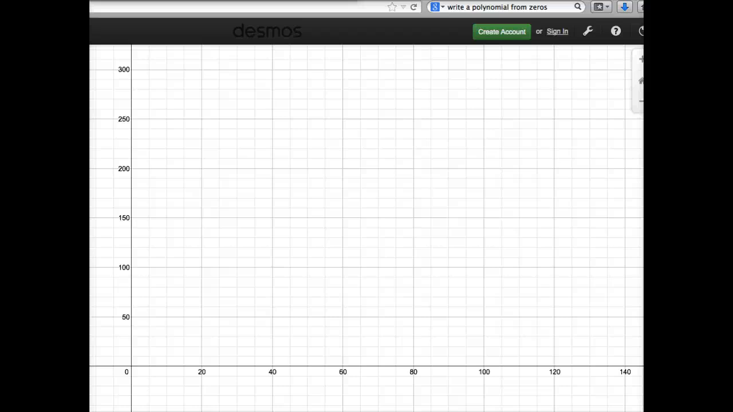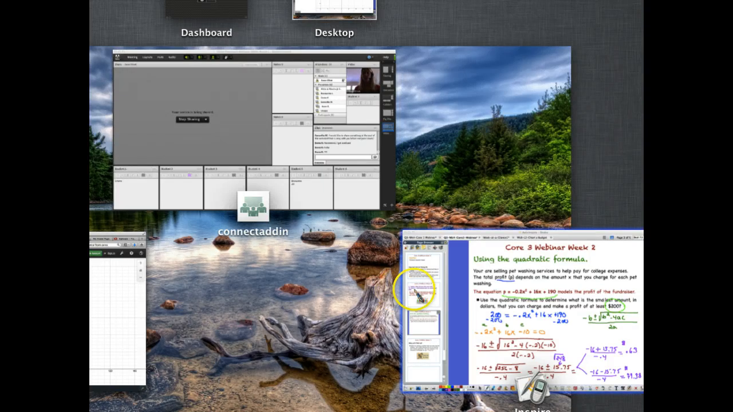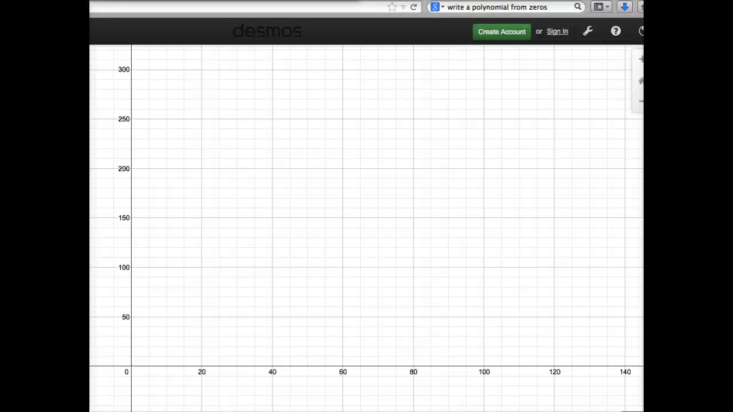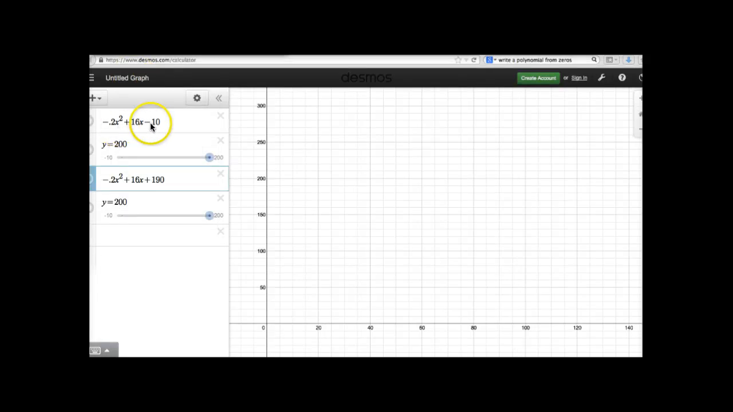Well, here's what I'm going to do, you guys. Actually, let's go back so you know where we are. I'm going to show you what this looks like graphically because it's kind of cool. So we wrote this problem, coming back on your screen, in orange, right? When we subtracted 200, because 200 was our profit that we wanted, and moved it to the other side, we got a quadratic that had a minus 10 on the end. So I graphed that, and this top equation has the minus 10.